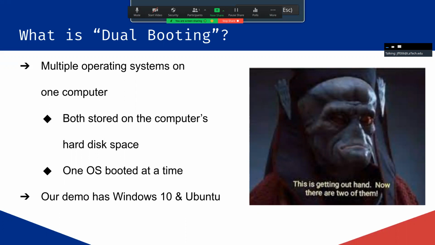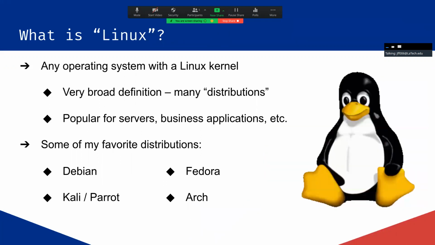For this particular demo, we're going to be showing off Windows 10 and Ubuntu. But you can do this with lots of other operating systems. A lot of people will do it with some version of Windows, like Windows 10 and Windows 11, or some other version of Linux. So real quick, what is Linux? It's a kind of operating system.